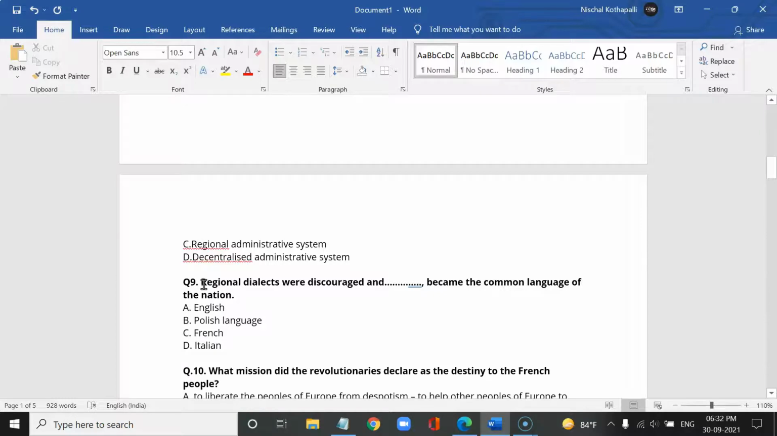Next question. Regional dialects were discouraged and blank became the common language of the nation. English, Polish, French, Italian? Obviously if we're talking about the French Revolution, then the answer is the language of French, because French was also spoken in Paris, which was the capital.